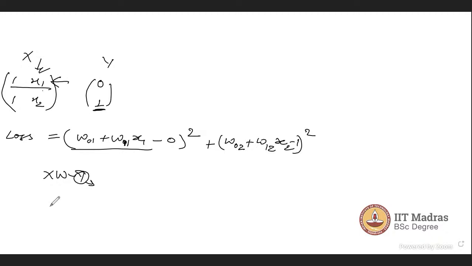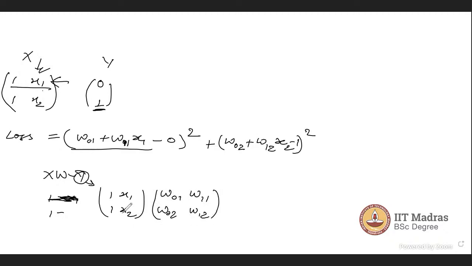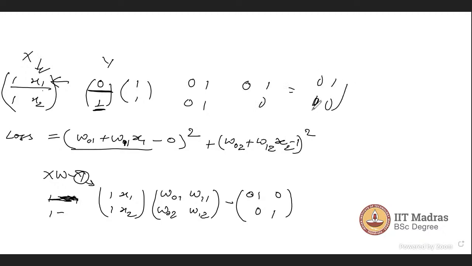So here you have to compute this. This is your x: 1 x1, 1 x2. Your w will be w01, w11, w02, w12. So what will xw minus y be? In this case, it will be 1 0 and 0 1, right? If it is 1 1, then it will be 1 0, 1 0, 1. If it is 0, whatever, 1 0, so it will be 0 1, 0 1, 0, something like that. So in this case, it is 1 0, 0 1. So this is xw minus y, right?